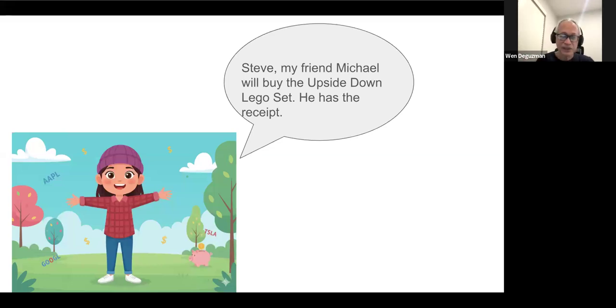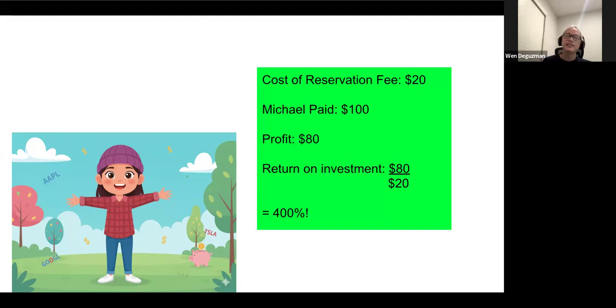So what just happened here is that you paid Steve the cost of reserving the complete Lego set for $20. That's your call option, right? And then Michael paid you $100 for that call option. Okay? So guess what? What's 100 minus $20? That's $80 in profit. So you profited $80, right?